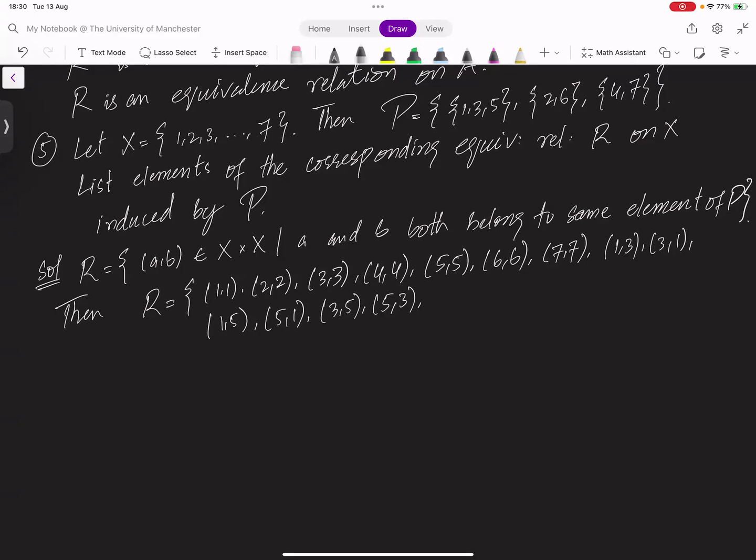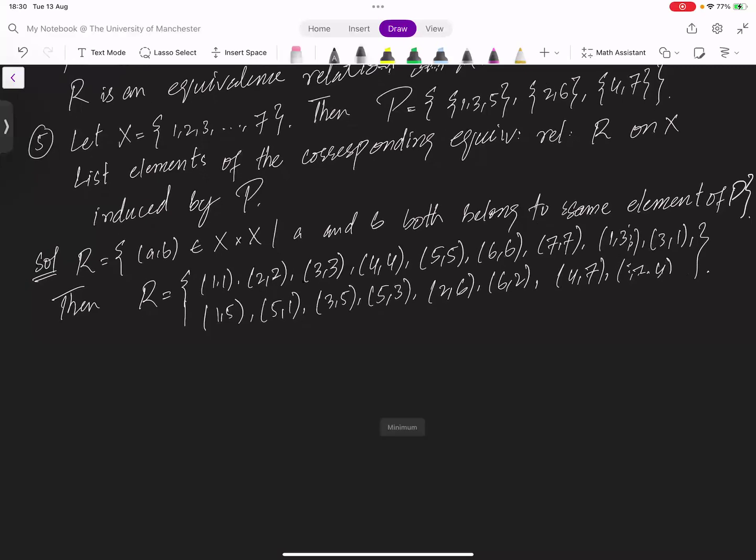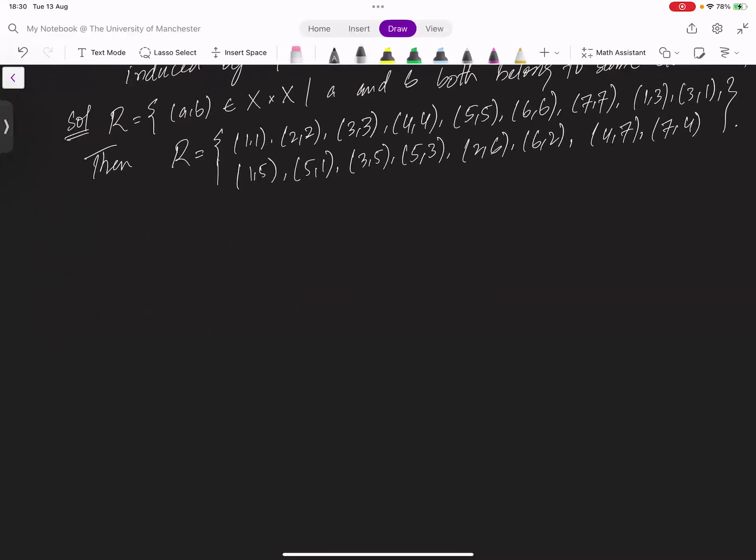Then for the second set, we can do (2,6), (6,2). And then for the third set, we can do (4,7), (7,4). These are all the ordered pairs inside the relation R, and this relation is induced by this partition P on a set X. Perfect.